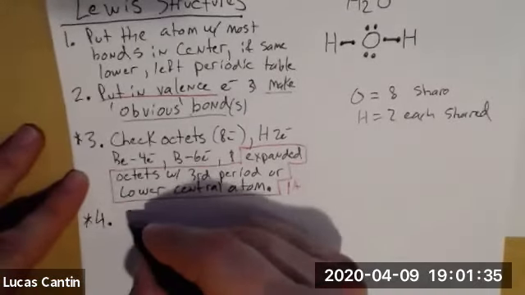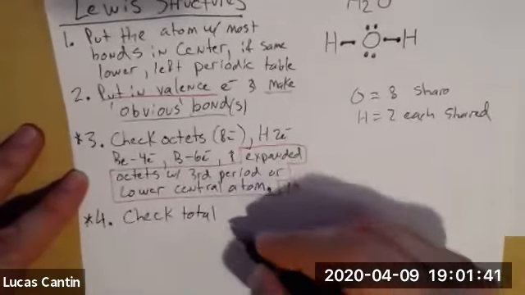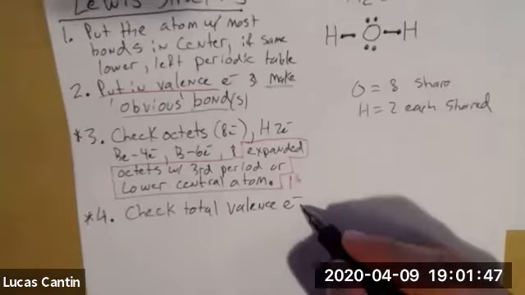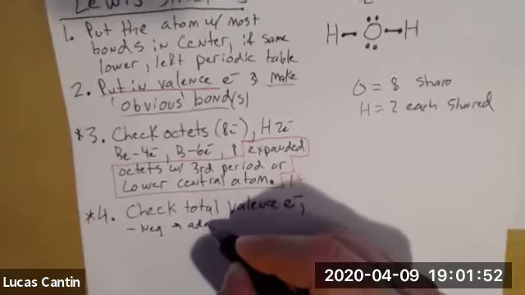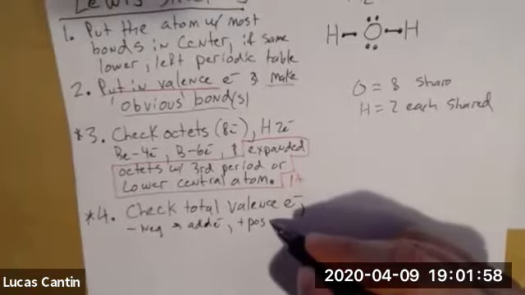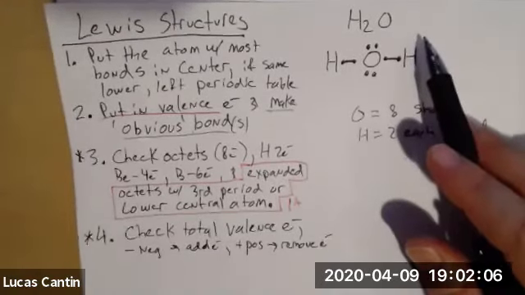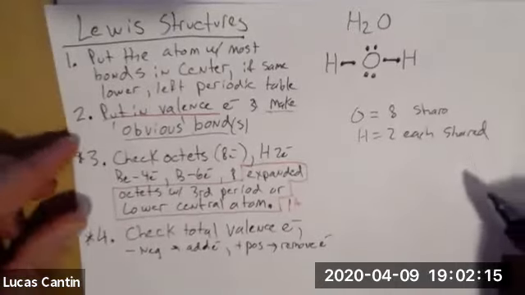Okay, next step is check total valence electrons. And there's a caveat for total valence. If you have a negative charge, you add electrons. And if you have a positive charge, what are you going to do? You're going to remove electrons. Okay, does water have a charge? Do I see any charges anywhere? No. So I can't add any or take any electrons away from this structure.